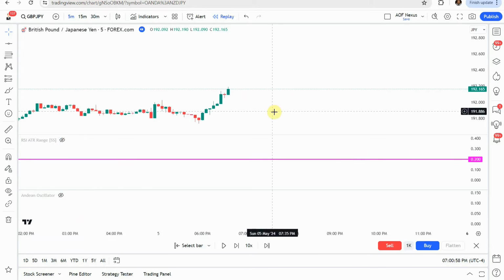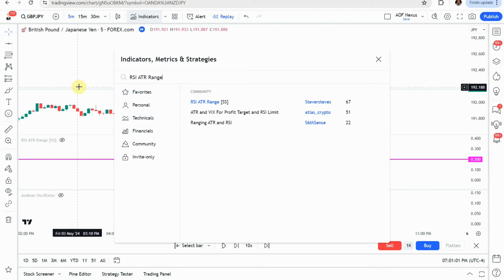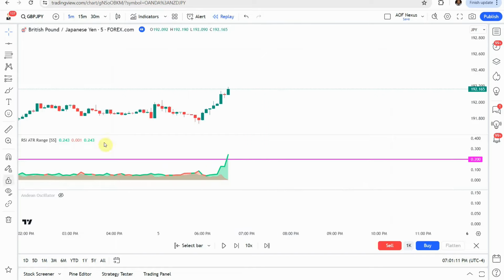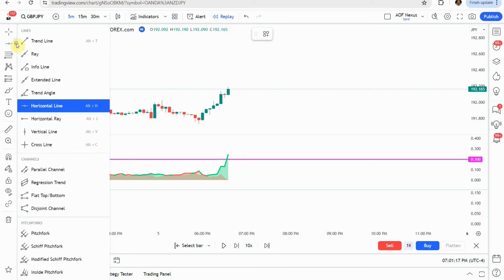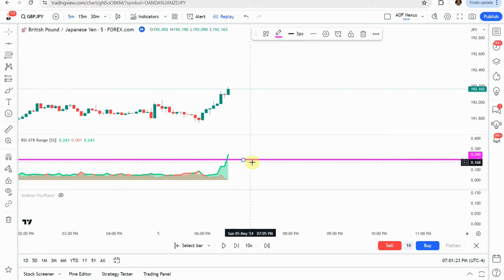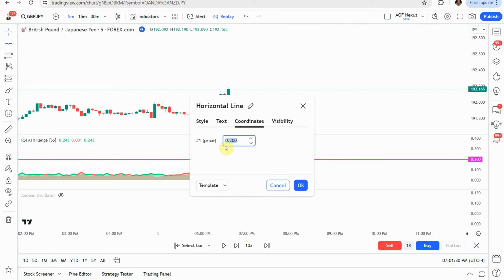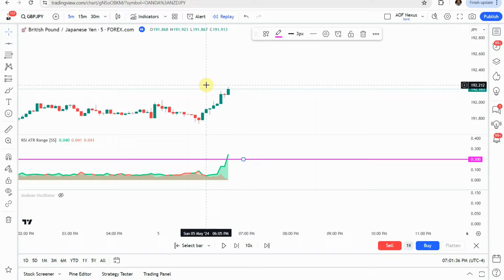So let's go ahead and turn off those two indicators. The first indicator we will add to the screen is going to be the RSIATR range, this one right here. Go ahead and click on that and add it to the screen. And what we're going to do is go up here and click on the horizontal line tool, and right there. And we're going to set that at the 0.200 mark.